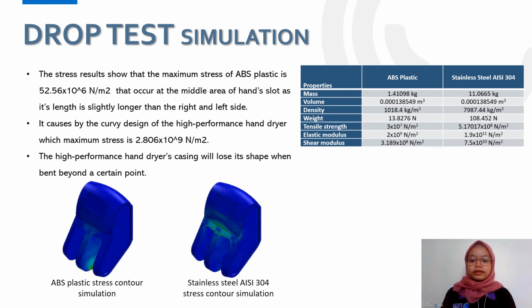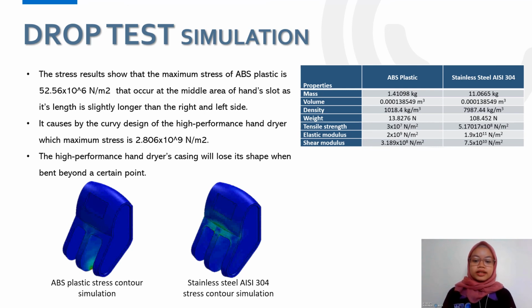steel and ABS plastic. The stress results show that the maximum stress of ABS plastic is 52.36 Newton per square meter, occurring at the middle area of the hand slot, as its length is slightly longer than the right and left sides. It shows that the middle area will be the first to hit the floor.